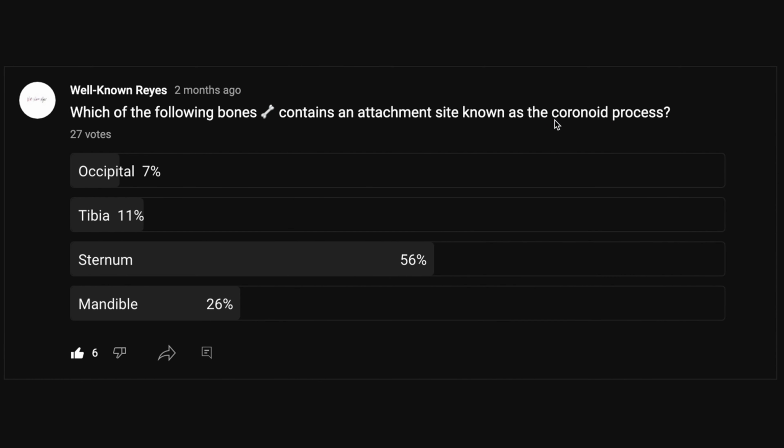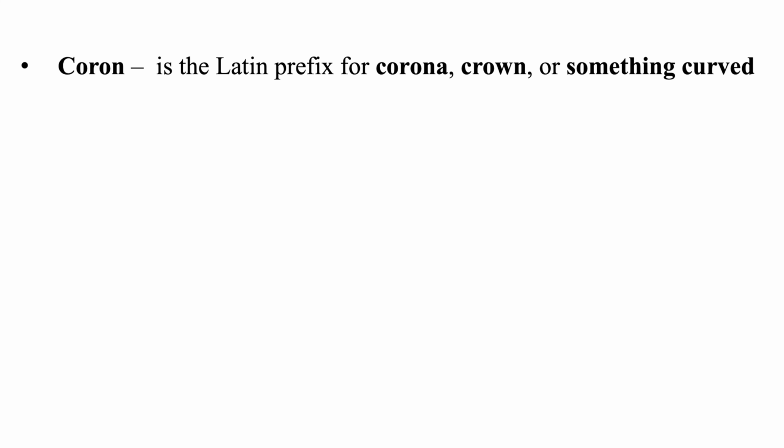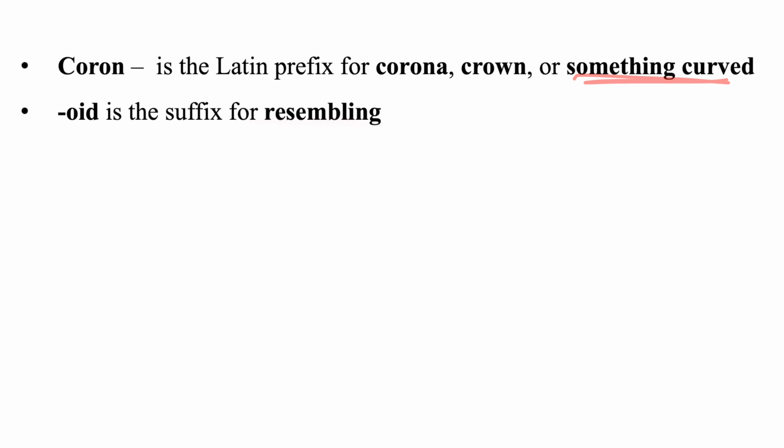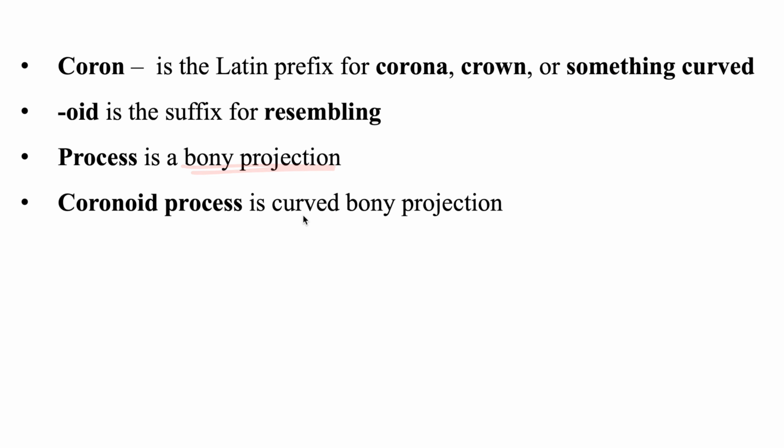So first we need to figure out what is the coronoid process. So we're going to take a look at the different word parts here. Remember that corono is going to be the Latin prefix for corona, crown, or something curved. Now the oid is the suffix meaning resembling. So it is going to be resembling something curved. Now a process is going to be a bony projection. So coronoid process is a curved bony projection. So we're looking for a curved bony projection known as the coronoid process.